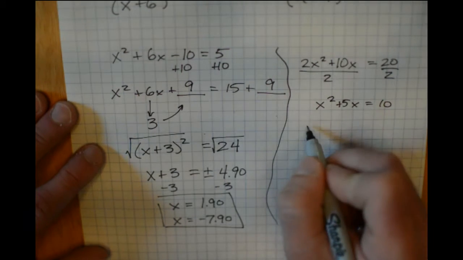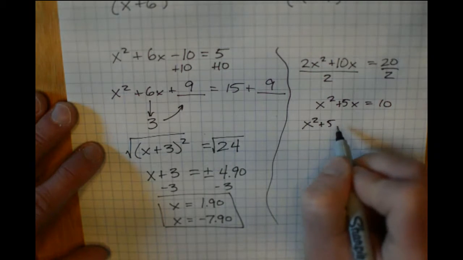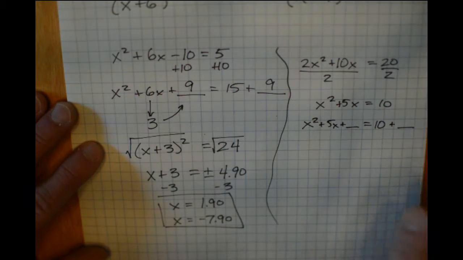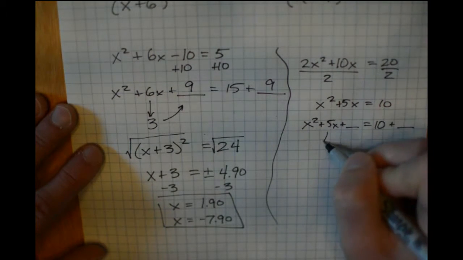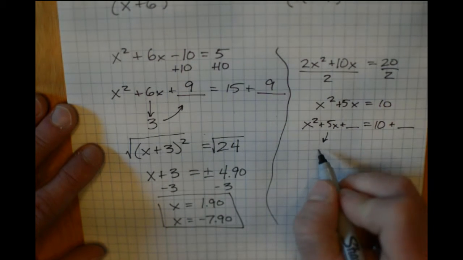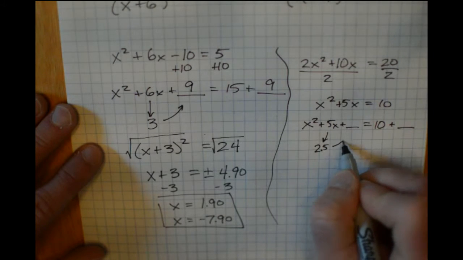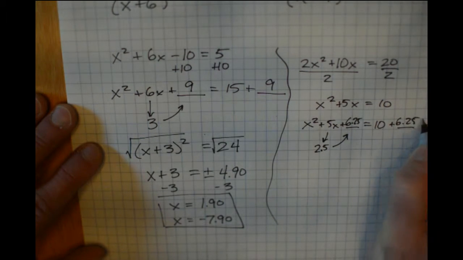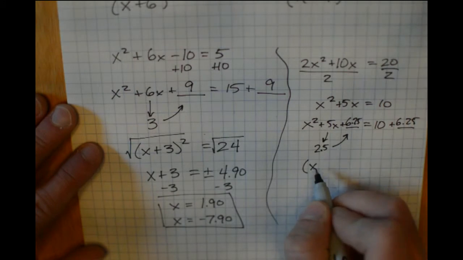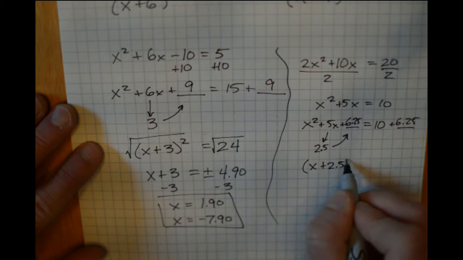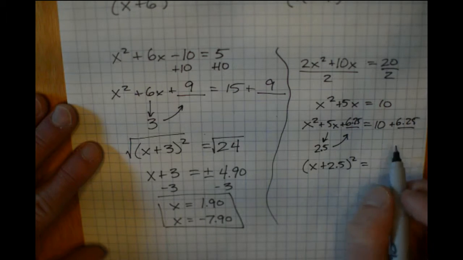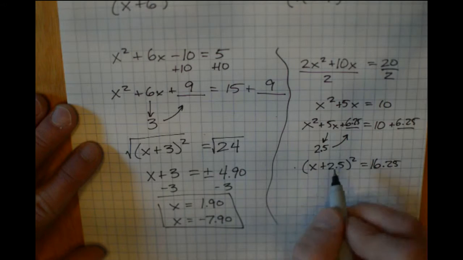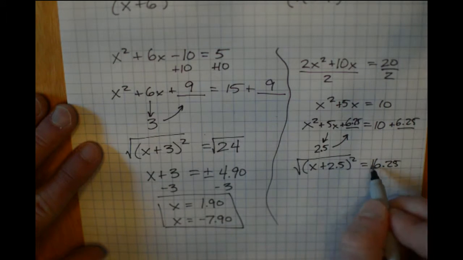Now, I want to make this a perfect square, so I'm going to go ahead and put in that blank space. So I'm going to add whatever it takes to make it a perfect square. I'm going to put that blank on both sides. So I'm going to bring down 5, divide it by 2, and I get 2.5. When I square that, I get 6.25, and that's what I'm going to add to both sides. Now the left side is going to factor to x plus 2.5 squared, and the right side now I have 16.25.